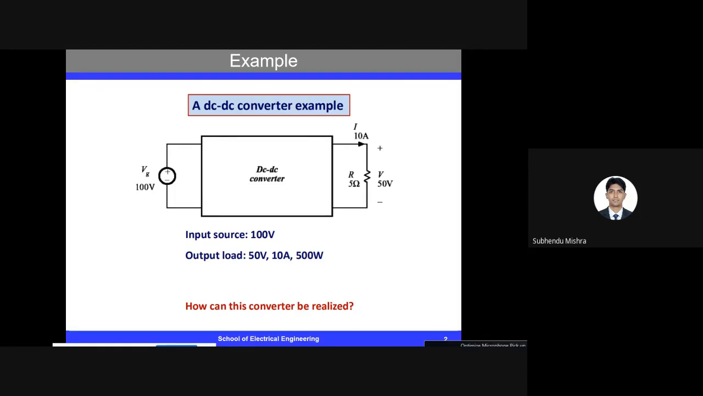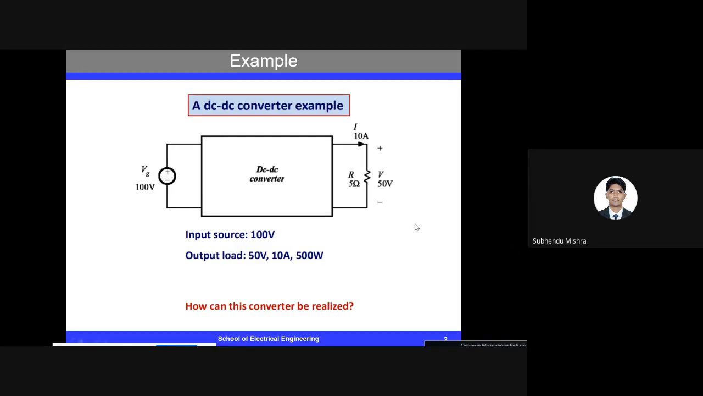So here you are seeing a DC to DC converter. This DC to DC converter is, let's say, converting 100 volts into 50 volts, because that is what we need in the output. The output load is 50 volts, 10 amperes, that is 500 watts, and the source voltage is 100 volts. So how can we go about realizing this converter?